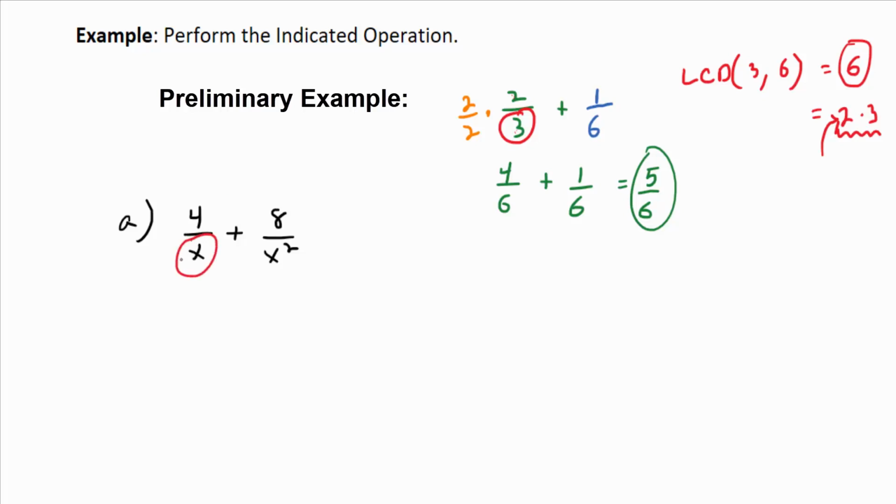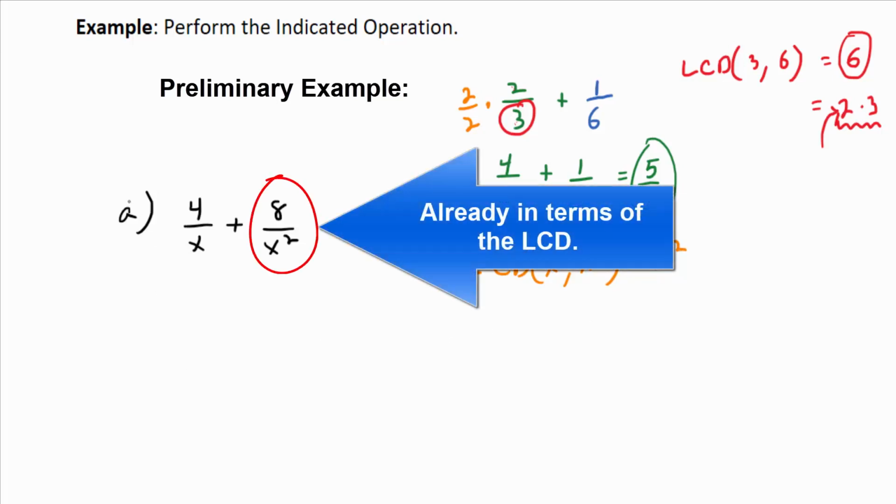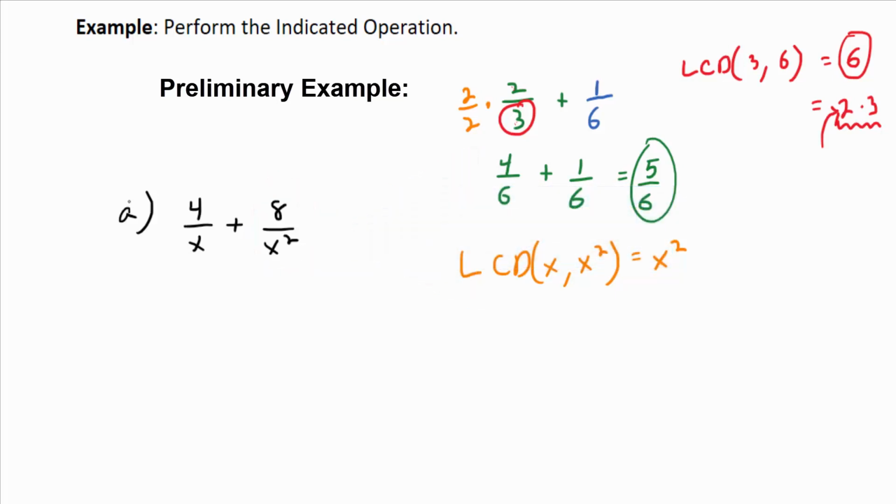So you have x to the 1 power here. You don't see the 1. You have x squared here. The LCD is going to be x squared. It's going to be the higher power. That trick works every time. So the LCD of x and x squared is just going to be x squared. So 8 over x squared is good to go, isn't it? What do I do to 4 over x to get it in terms of x squared in the denominator?